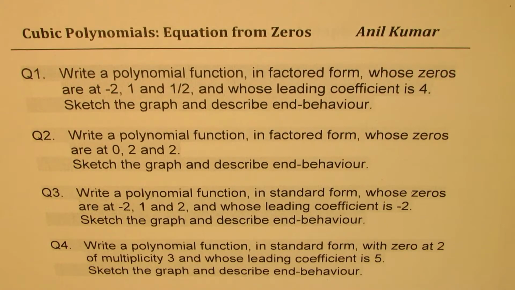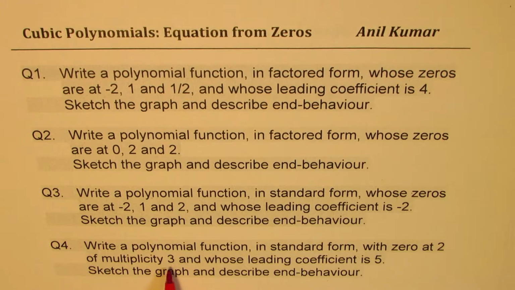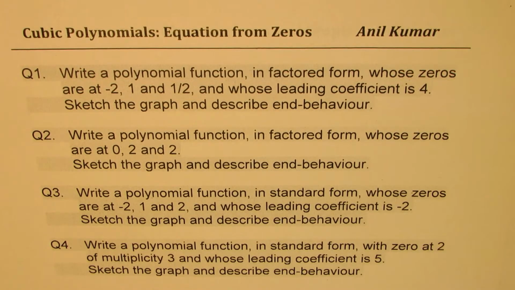Question number 4 is, write a polynomial function in standard form with zeros at 0, with 0 at 2 of multiplicity 3 and whose leading coefficient is 5. So there's only one 0, but its order or multiplicity is 3. So it again makes a cubic function. Sketch the graph and describe end behavior. So these 4 questions should give you good practice and the variety you are looking forward to.